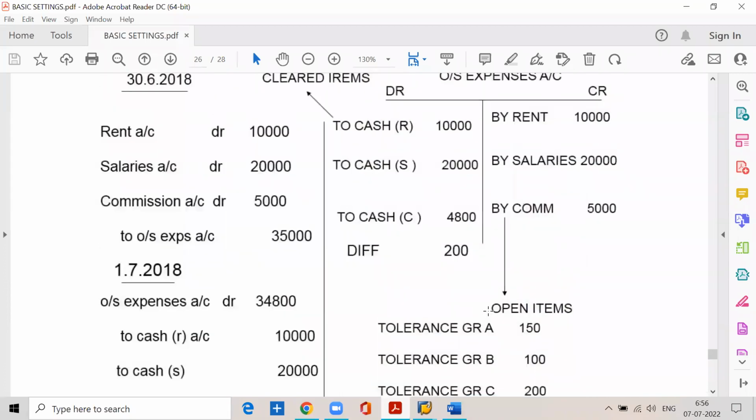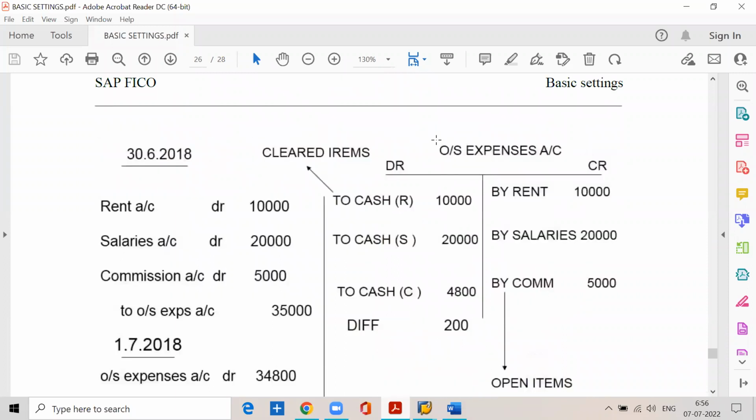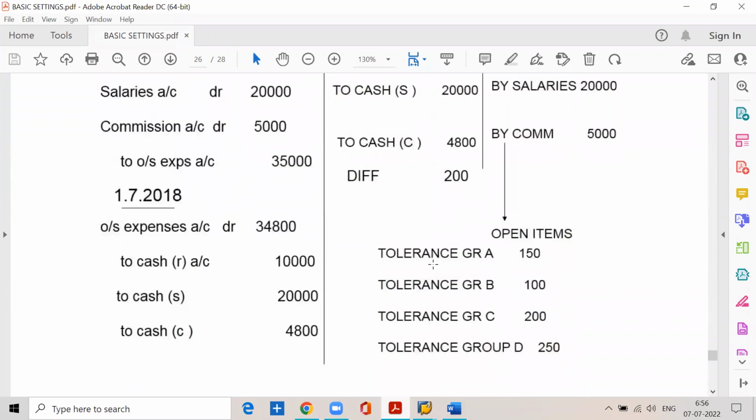Now, suppose in the outstanding expense account, we assign the tolerance group A. Then what is the upper limit of tolerance group A? 150 rupees. So the difference is more than the upper limit of tolerance group A. In that case, the difference will be taken to the balance sheet by the system automatically. Suppose we assign tolerance group D in the outstanding expense account, the difference is less than the upper limit, right? Then it will be transferred to P&L account.